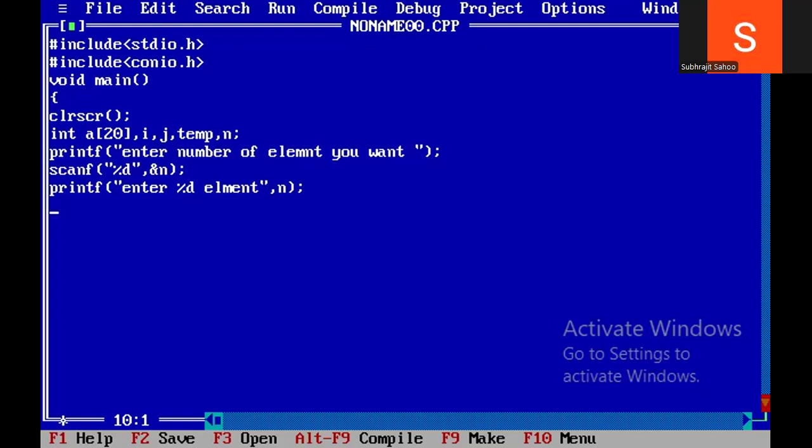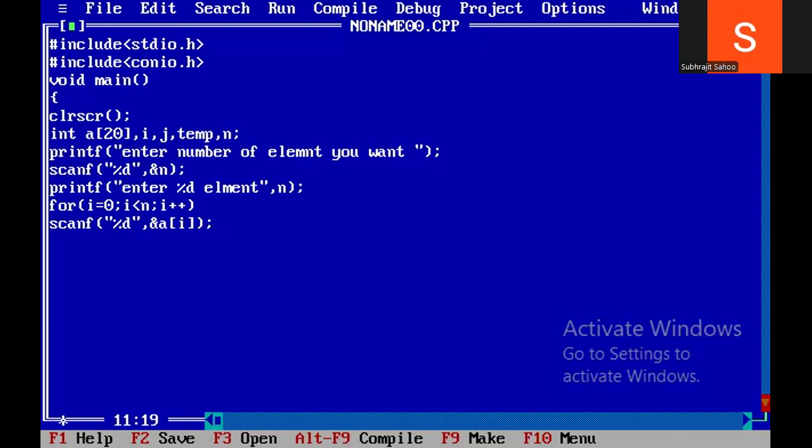So how to enter the elements into the array? Use a for loop, because there are 5 or 6 elements. So for i equal to 0, i less than n, i plus plus. Then scanf("%d", &a[i]), ampersand a of i.